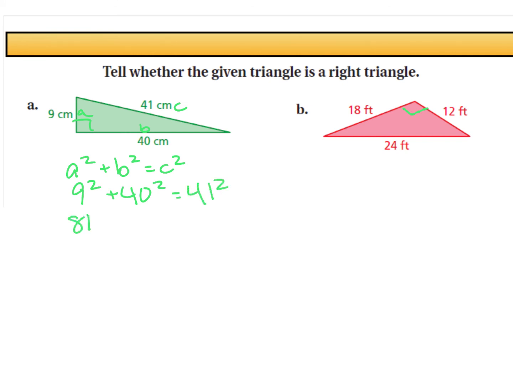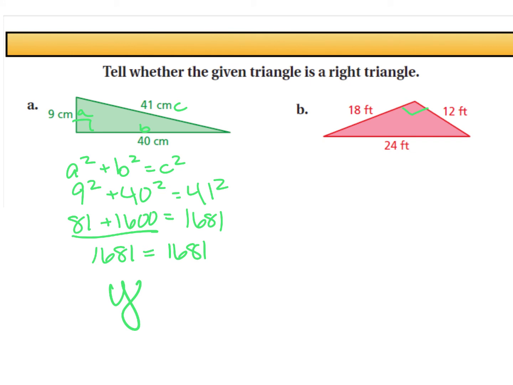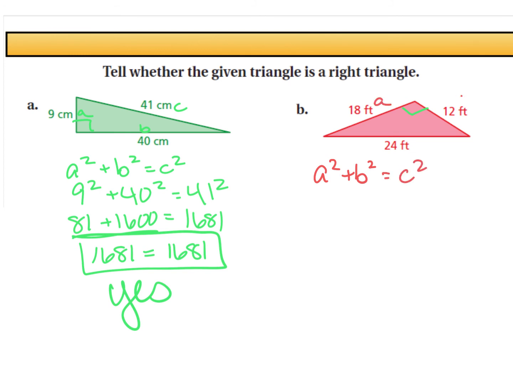9 squared is 81. 40 squared is 1600. 41 squared is 1681. I add these two together, 1681 equals 1681. Yes, this is a right triangle because it equals each other. Let's do letter B. Again, starting out with the Pythagorean theorem. A squared plus b squared equals c squared.